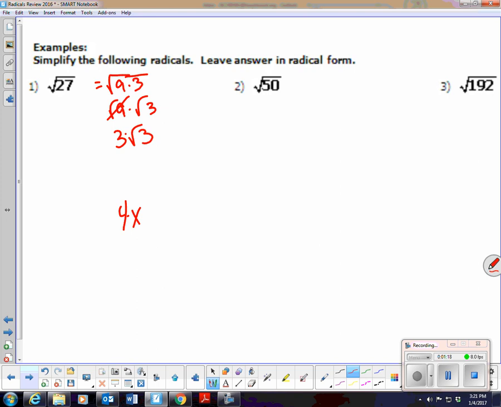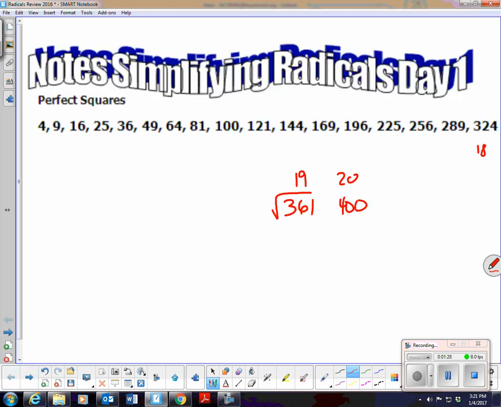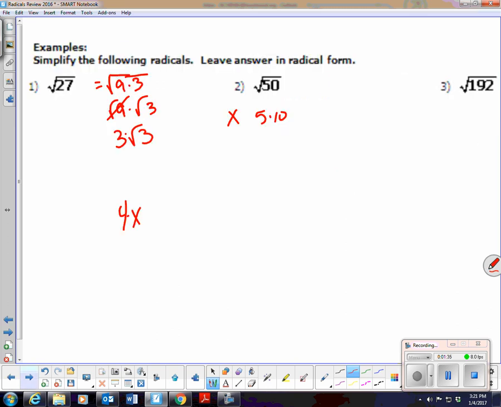Now, if we look at 50 and want to simplify the square root of 50, we could use 5 and 10, but those won't help us because neither 5 nor 10 is on this list of perfect squares. We need to find one of the numbers on this list. When we go back to that list, 25 is on it. So we have the square root of 25 times 2, and we break it apart, square root of 25 times square root of 2, and so that's 5 square root of 2.